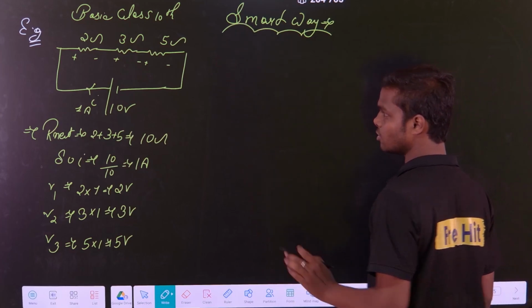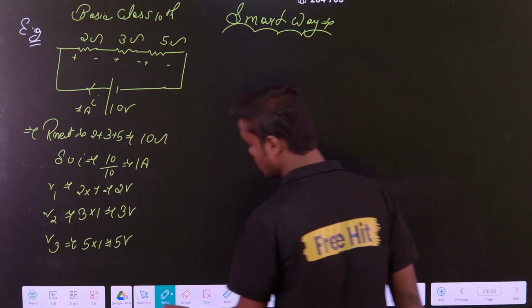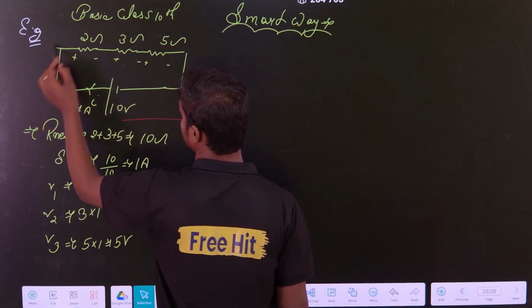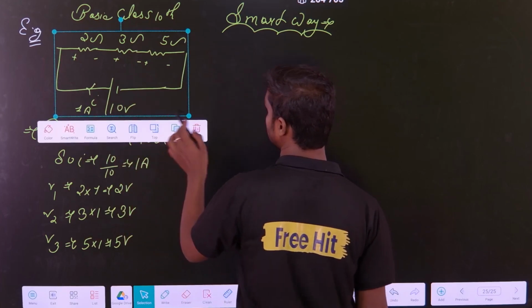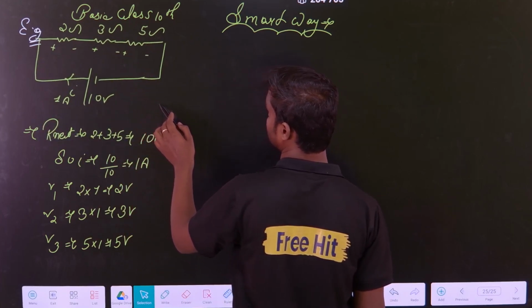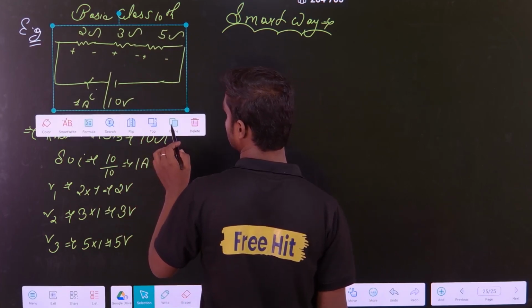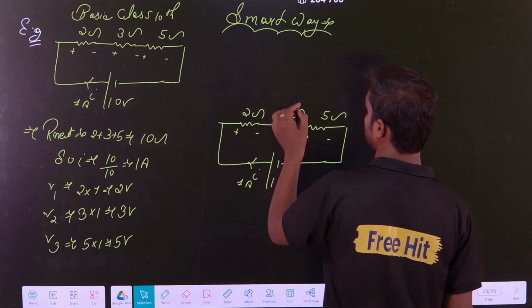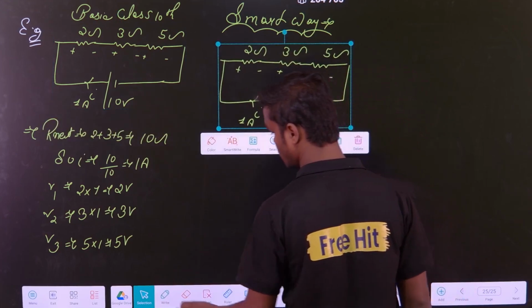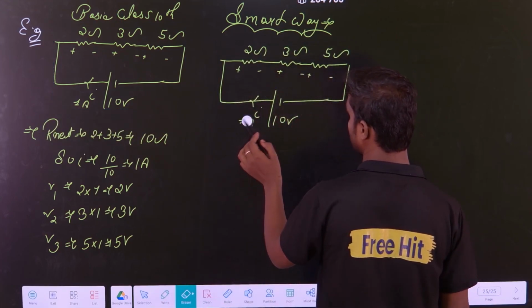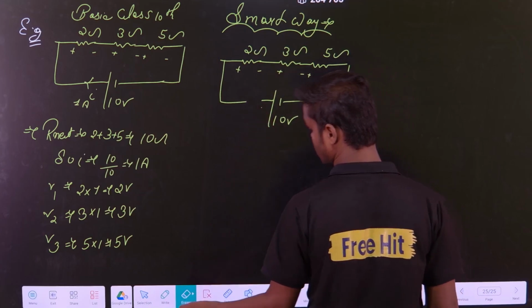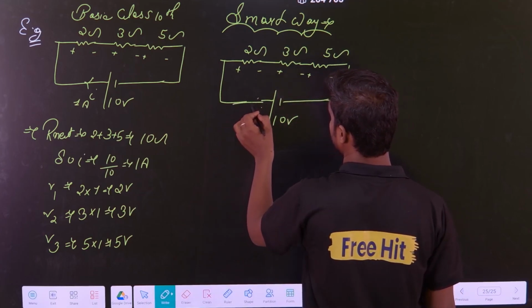In a smart way, what do you have to do? Sir, I will simply take this circuit. There is no need of this thing. You will simply say, take this circuit. One minute. Let me note down this circuit. No need to calculate this current, sir. You can simply solve it.